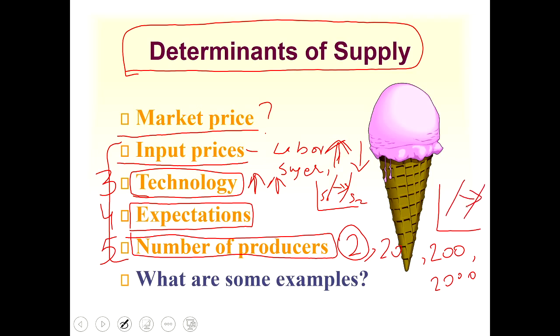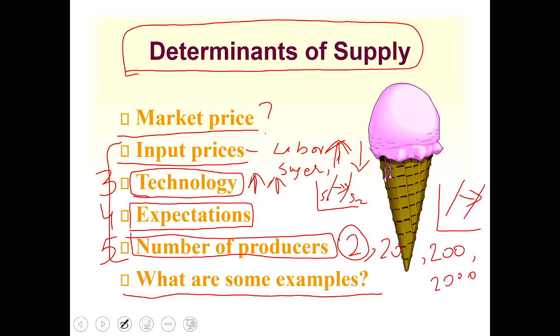Alright, so there might be other determinants as well, but these are the determinants that we are going to discuss in this lecture. If you can think of other determinants, those might be perfectly right. Some other books of microeconomics might have those determinants written as well.